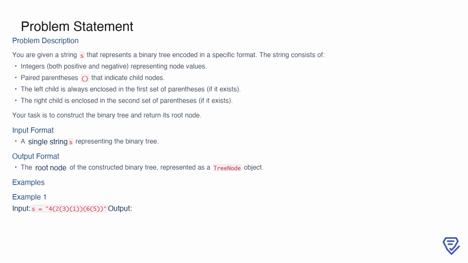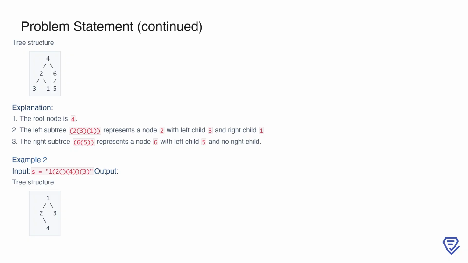The input to the problem is a single string S, and the output is the root node, represented as a tree node object. Let's look at some examples to understand the problem better. In the first example, the input string is S equals 4(2(3)(1))(6(5)). The tree constructed from this string has 4 as the root node. The left subtree, represented by 2(3)(1), shows that node 2 is the left child of the root, with 3 as its left child and 1 as its right child. The right subtree, represented by 6(5), shows that node 6 is the right child of the root, with 5 as its left child and no right child. This gives us the complete tree structure shown here.